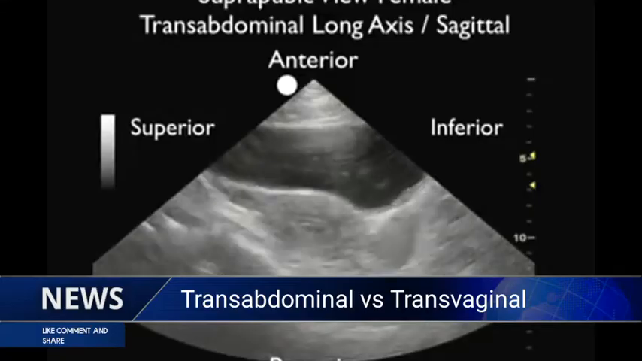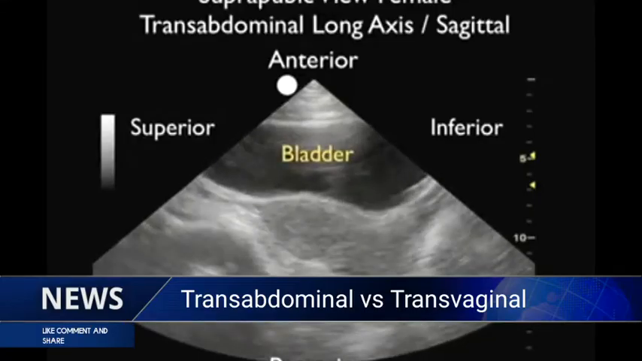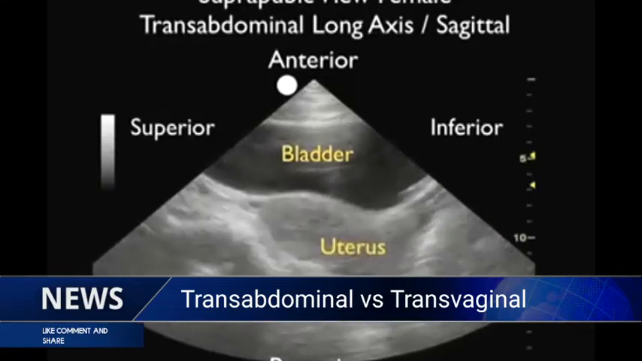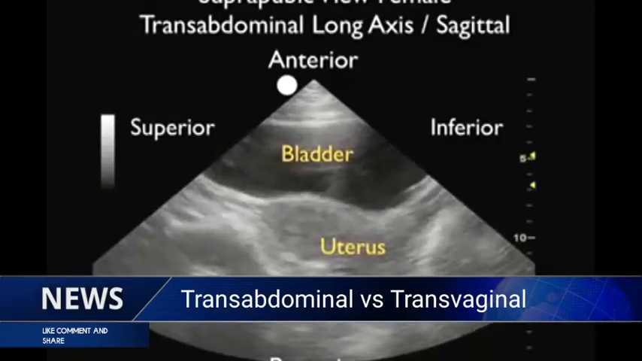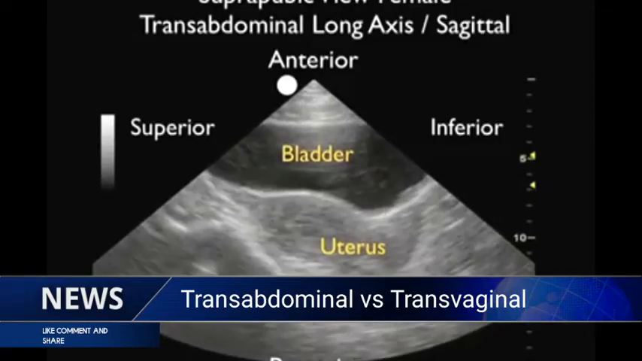Here's the resulting ultrasound image, taken from the transabdominal long axis or sagittal cut through the female pelvis. Remember that we have the probe marker oriented towards the patient's head, therefore superior will be towards the left of the screen, inferior to the right, anterior to the top of the screen, and posterior down all the way to the bottom of the ultrasound screen.